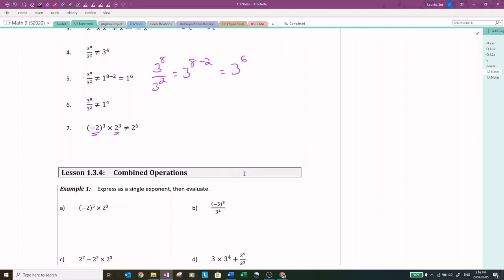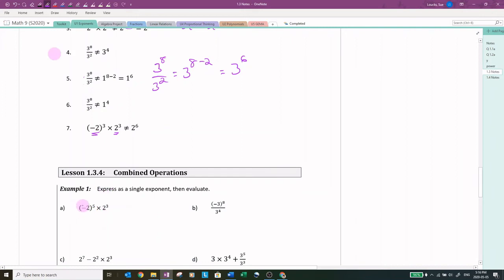So it says to express it as a single exponent, and we can't do that directly because the bases are different. So what we need to do is change the base on one of them. And I don't know about you, but I'm always going to get rid of the negative and have it positive because that just makes more sense to me.